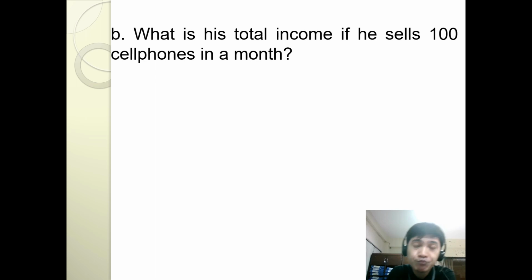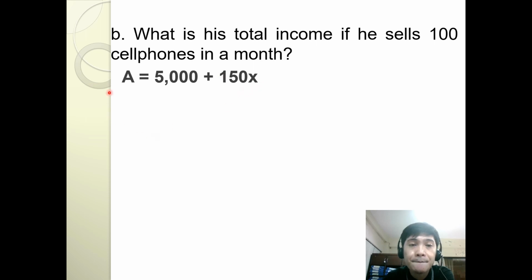Let's have letter B. What is his total income if he sells 100 cell phones in a month? So, babalikan lang po natin yung ating function na nakuha natin sa letter A. So, we have A is equal to 5,000 plus 150x. Again, this variable pertains to the total income. Equals 5,000 yung kanyang monthly salary plus 150 pesos sa bawat cellphone na kanyang mabebenta.